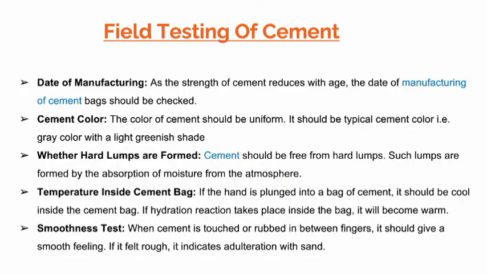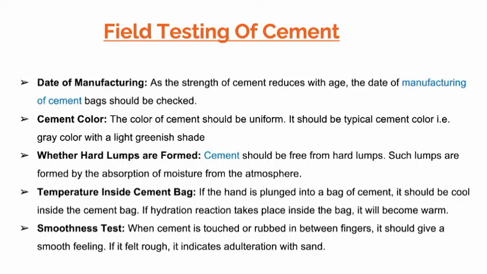The field testing of cement includes the date of manufacturing of cement. The date of manufacturing should not be more than 3 months old. If it is more than 3 months old, the cement is rejected. The color of cement should be uniform, a typical grey color with a light greenish shade.